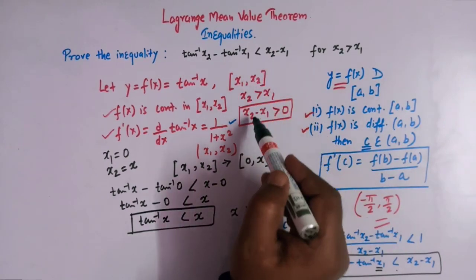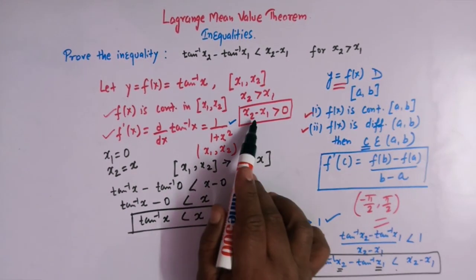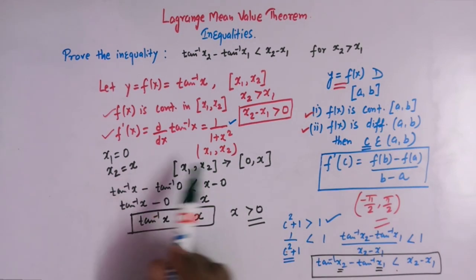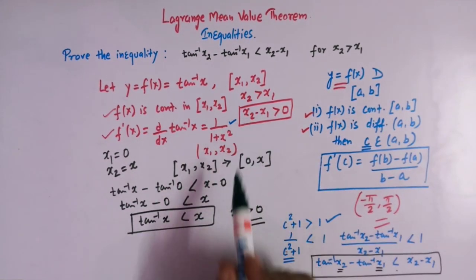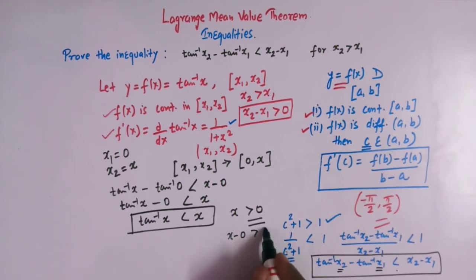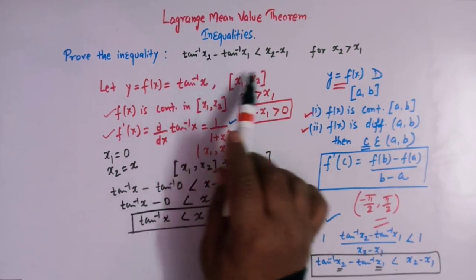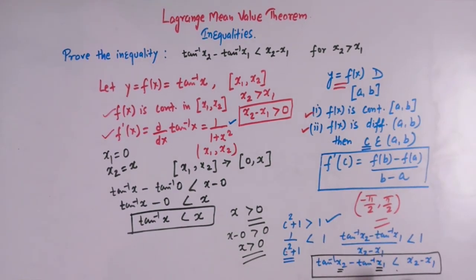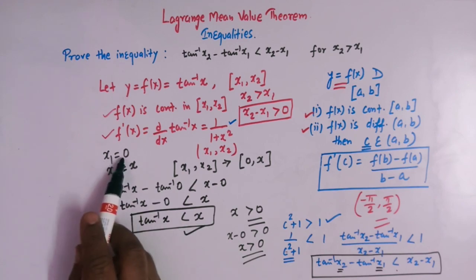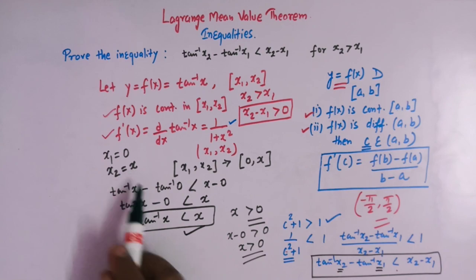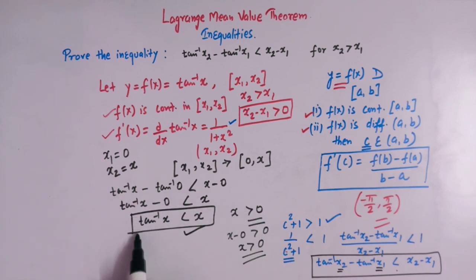Because we have x2 minus x1 greater than 0, and if x2 is x and x1 is 0, then x minus 0 is greater than 0, so we have x greater than 0, right? So viewers, this is how, by using Lagrange's mean value theorem, we first derived this inequality, and then derived this important inequality by taking x1 is equal to 0 and x2 is equal to x, where x is greater than 0, and we got tan inverse x is less than x, right?